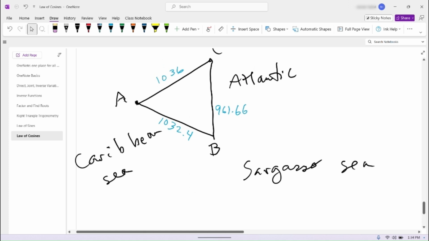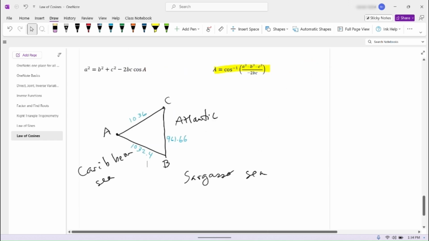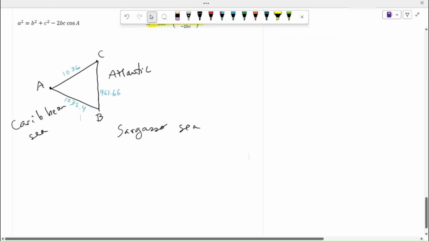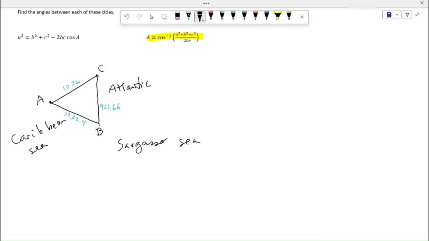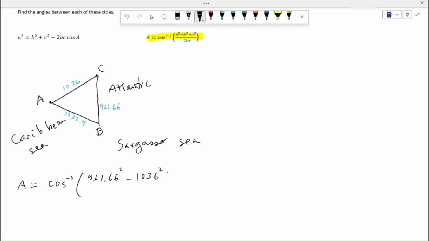So this is the information we have. We're going to apply the law of cosines here, the other one, the one highlighted. So A in our case, we don't know what A is, so that's what we're trying to solve. So A equals cosine inverse of A squared in this case, 961.66, squared, minus B squared, where B is 1,036, and then we square it, and then we have C as 1,032.4.